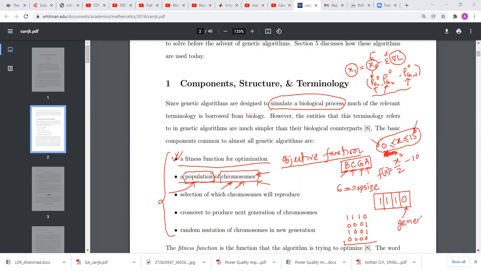Okay. The value inside a certain location is known as allele. So this is gene location 1, gene location 2, gene location 3, gene location 4. Okay, these locations are genes. The values inside those locations are alleles.